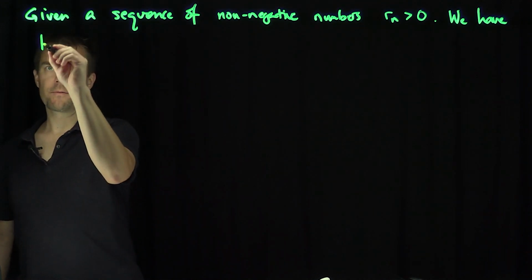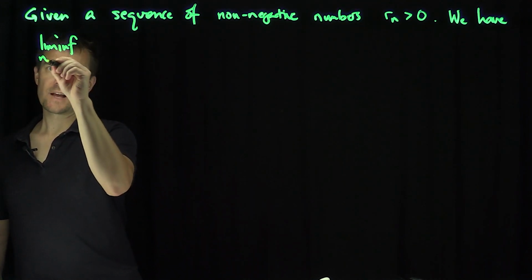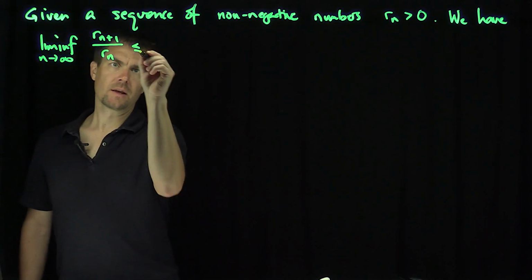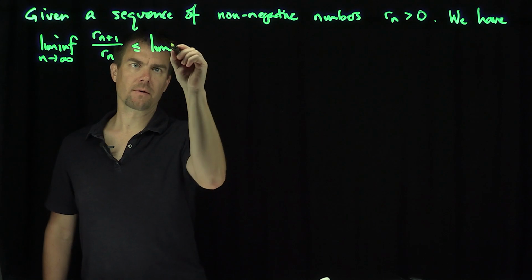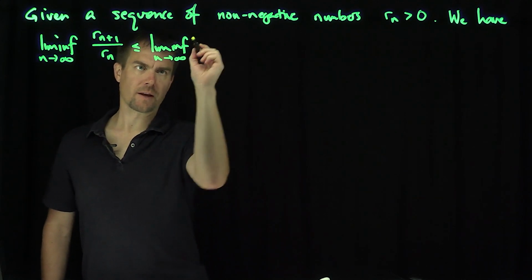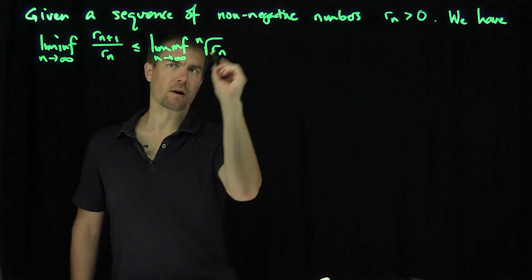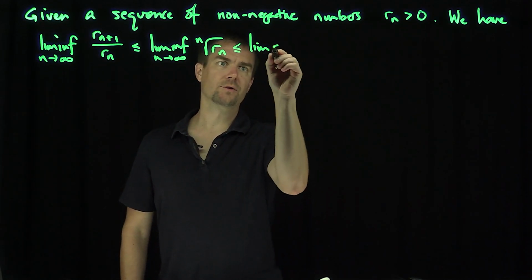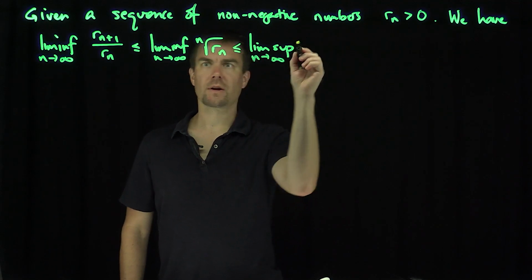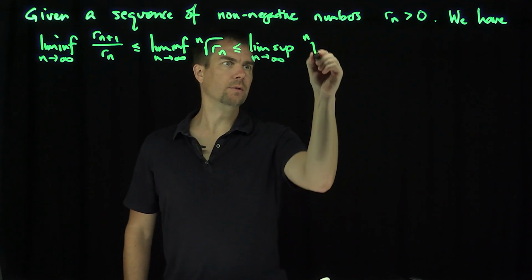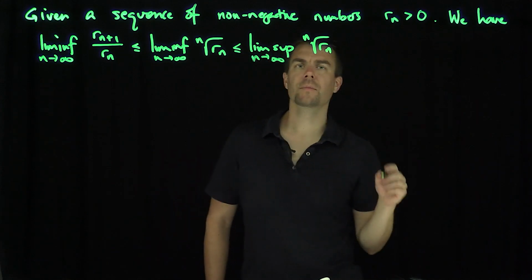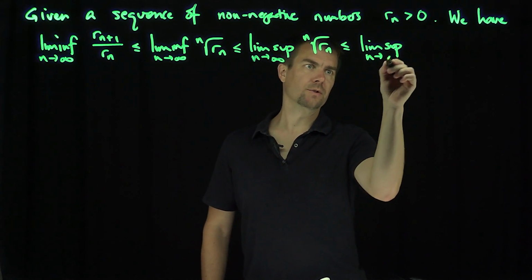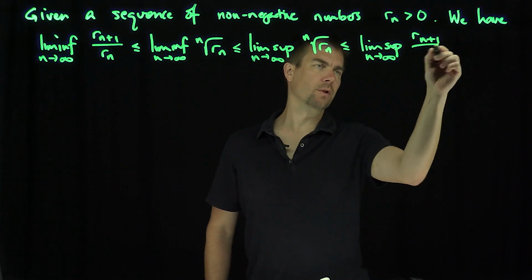We have that the liminf as n goes to infinity of R_{n+1} over R_n is less than or equal to the liminf as n goes to infinity of the nth root of Rn. Now the liminf is always less than or equal to the limsup of that quantity, so I can put a limsup over here, n goes to infinity of the nth root of Rn. And that's less than or equal to the limsup as n goes to infinity of R_{n+1} over R_n.